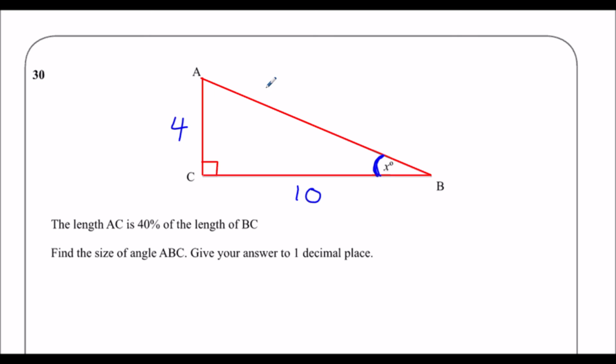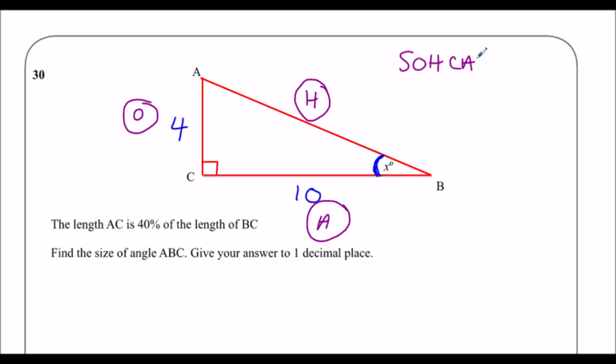So it's a SOHCAHTOA question. So the opposite the angle, that's the 4. The hypotenuse is the longest side, and in between the right angle and the angle is called adjacent. So we've got SOH, CAH and TOA. And we've got A in the question and O in the question. H isn't in the question. So the ones with H we can cross out. So it's TOA.